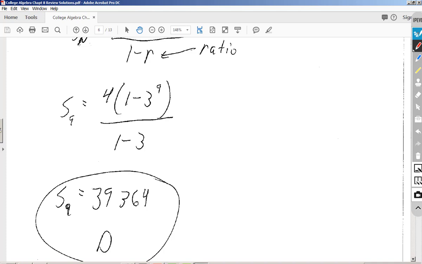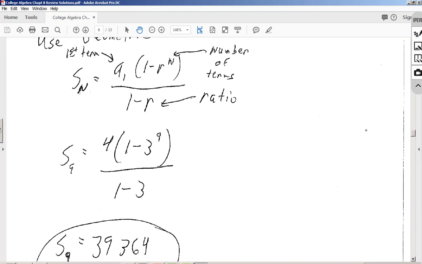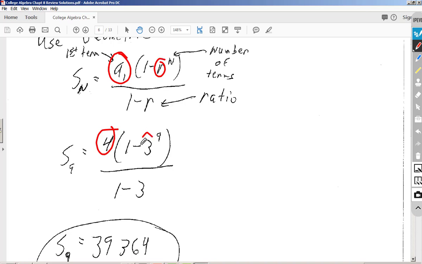So here's our formula. And we're going to substitute those numbers into our formula right here. So notice our first term was 4. Here's our ratio, which is 3. Substitute those in right there. And then the number of terms that we want to find is equal to 9.